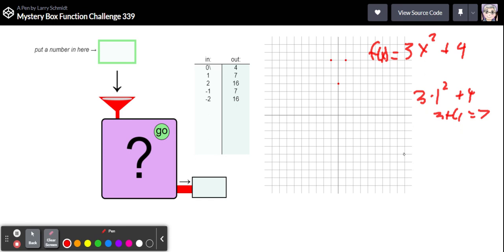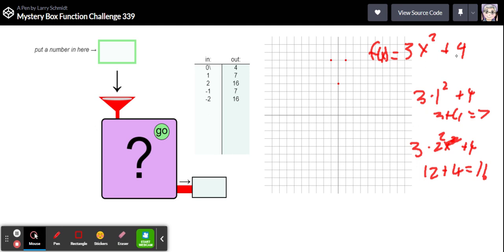Let's just try with the 2. So 3 times 2 squared plus 4. Whoops, 2 squared. So 2 squared is 4. 3 times 4 is 12. So 12 plus 4, that's 16. And that's exactly what we're getting. So I think we've got this one. It's a quadratic with a multiplier and has been moved up off the origin by 4. Let's take a look. Yep, 3x squared plus 4. And let's graph that as well. And there you get that U shape, that parabola of the quadratic function, a little narrower because of that multiplier.